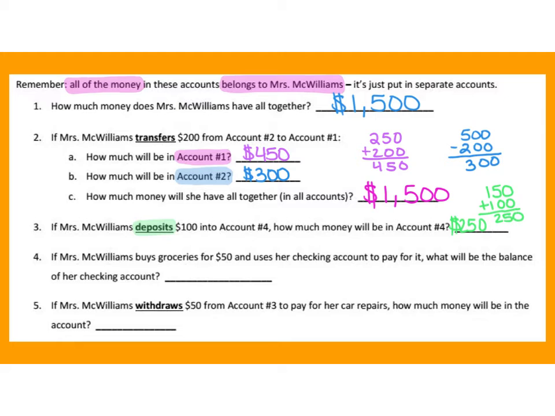Question number 4 says, if Mrs. McWilliams buys groceries for $50 and uses her checking account to pay for it, what will be the balance of her checking account? So she's paying $50 out of her checking account, and we want to know the new balance. So we're going to look at account number 1. She has originally $250 in that account. Then she's going to be paying for groceries, so we would subtract $50 from that amount. And when we do, we find that she now has $200 in her checking account.